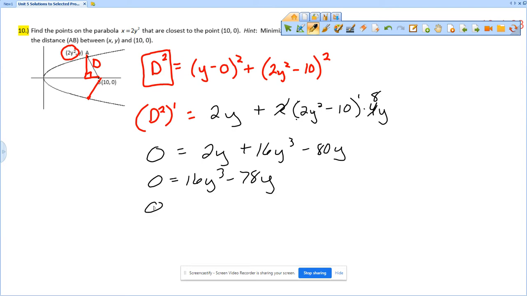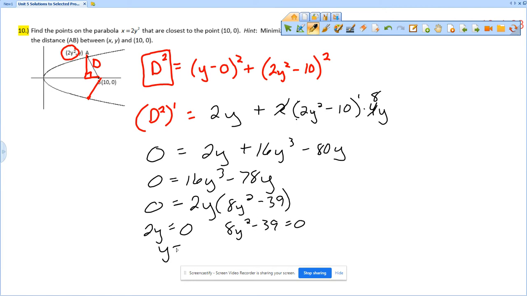Now, in order to solve, I'm going to factor out. I can factor out a y. 16 and 78 are both divisible by 2, so this would be 8 and 39. So I'm going to factor out a 2y, which gives me 8y squared minus 39. Now I'm going to set each equal to 0. So 2y equals 0 and 8y squared minus 39 equals 0.